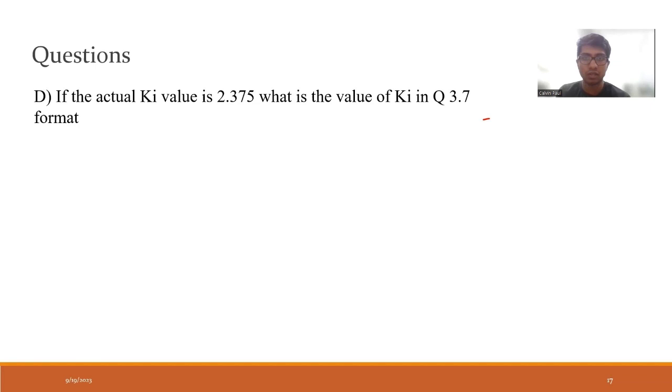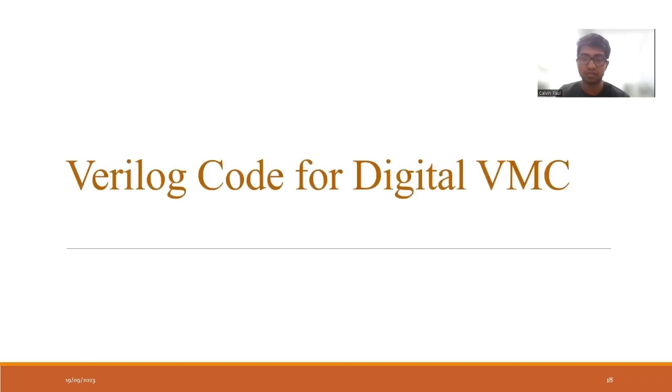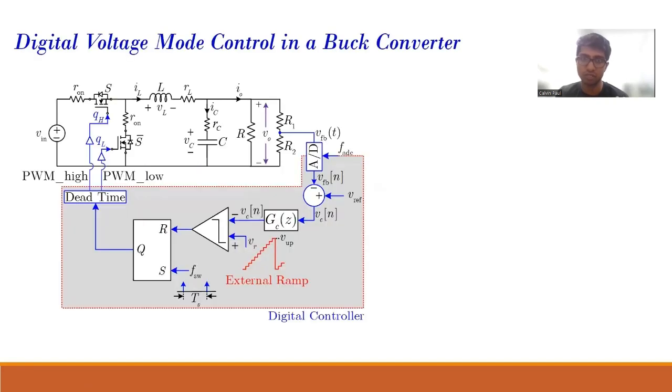So now we will start the main thing: Verilog code for digital voltage mode control. Till now, we spent time understanding how Q format works, etc. Now we will go to the Verilog code. So first we will start with the simple voltage mode control.